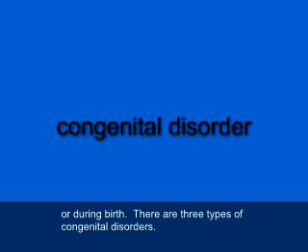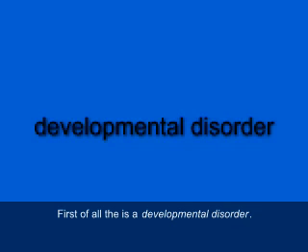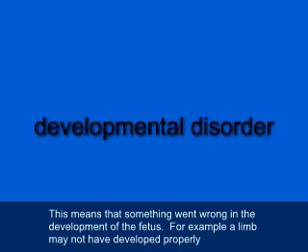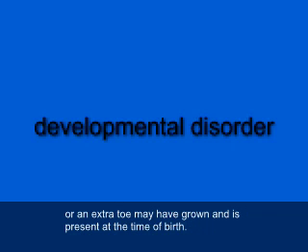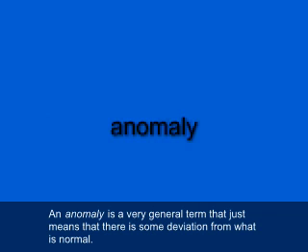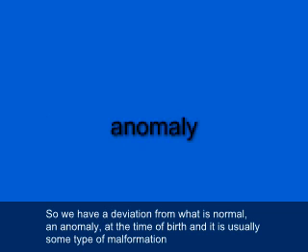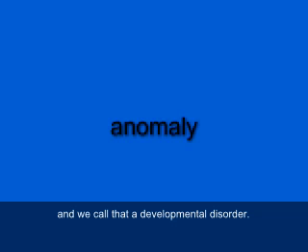And there are three types of congenital disorders. First of all, there's a developmental disorder. This means that something went wrong during the development of the fetus. For example, a limb may not have developed properly, or an extra toe may have grown and is present at the time of birth. An anomaly, A-N-O-M-A-L-Y, is a very general term that just means that there's some deviation from what is normal. So we have a deviation from what is normal, an anomaly, at the time of birth, and it is usually some type of malformation, and we call that a developmental disorder.